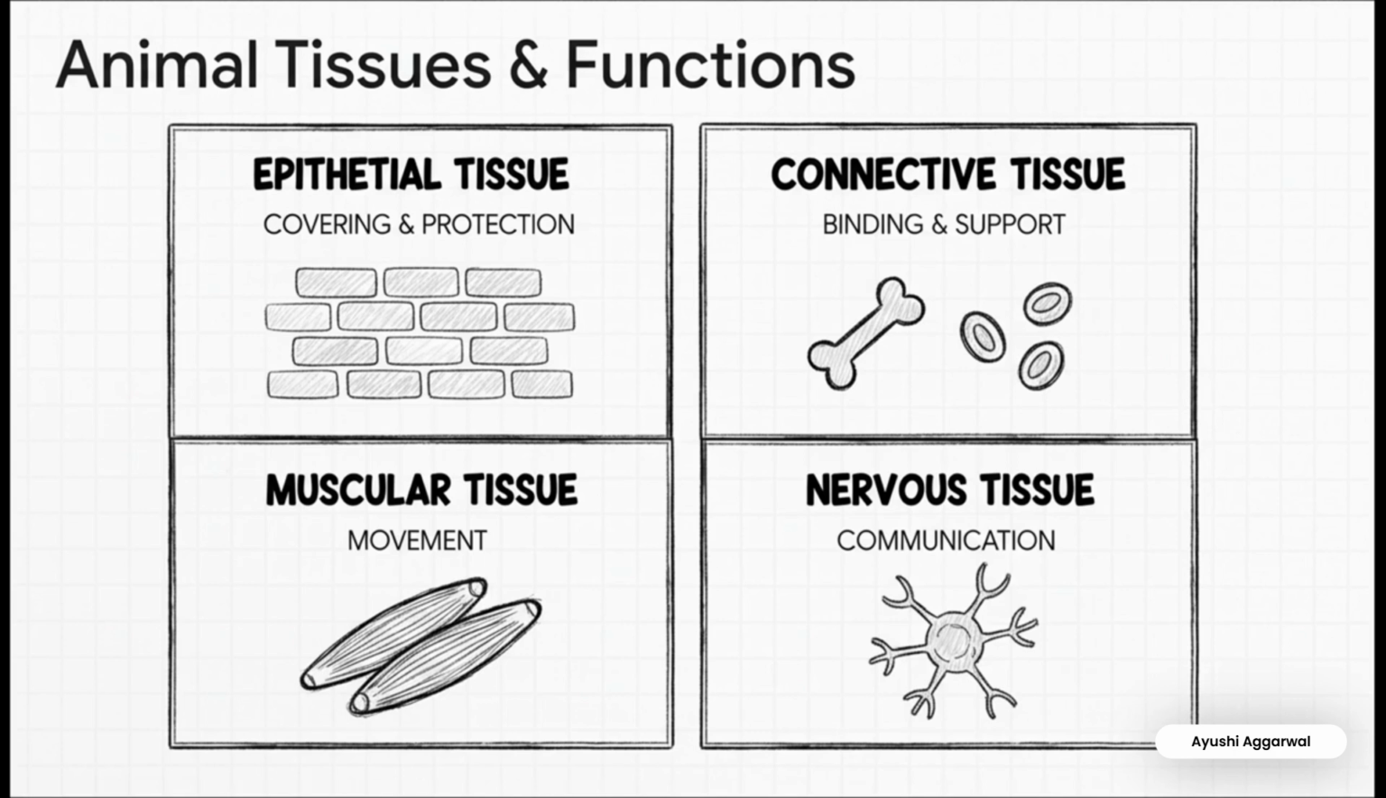Let's break down their jobs with some really easy examples. Epithelial tissue is the body's protective cover, just like our skin. Connective tissue is like the body's glue. Think of bone giving structure or blood connecting everything. Muscular tissue is the body's engine, moving our arms, legs, and even our heart. And nervous tissue, that's the body's internet, sending and receiving signals from the brain.